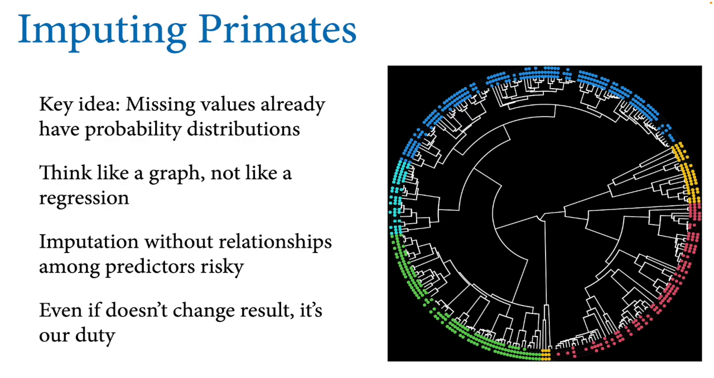I hope this example also convinced you that imputation of relationships among the predictors is a very good idea. If they're in your model and you start doing imputation, you probably want to start thinking like a graph immediately, so that you're modeling the covariation among the predictors. And that'll give you partial pooling. In fact, I didn't make that point during the lecture, but it'll give you partial pooling among the imputations across the variables.